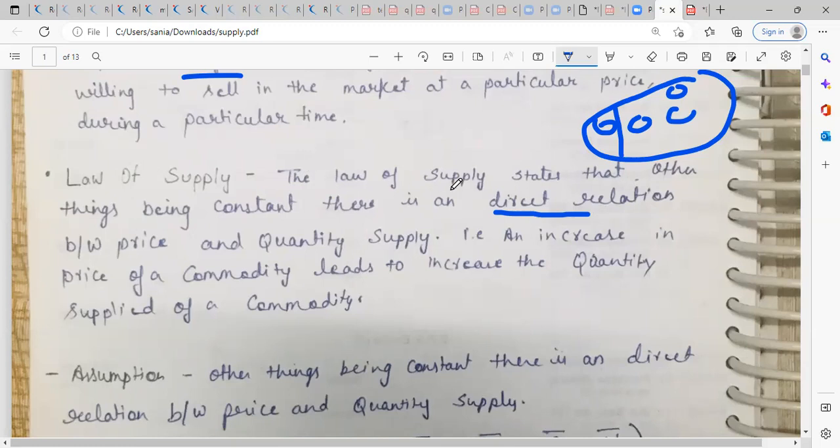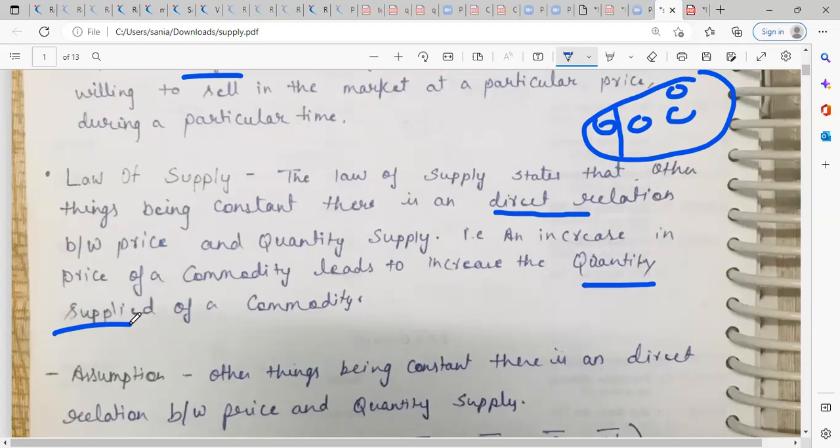So the law of supply states that other things being constant, there is a direct relationship between price and quantity supplied. That is, an increase in price of a commodity leads to an increase in quantity supplied of the commodity. As Ritika did the demand chapter with me, she is aware why I am using the term quantity supply instead of just supply. Remember, supply is not only affected by one factor. It's not only price; there are many other factors like price of input, government taxes, government subsidies. So many factors are there.